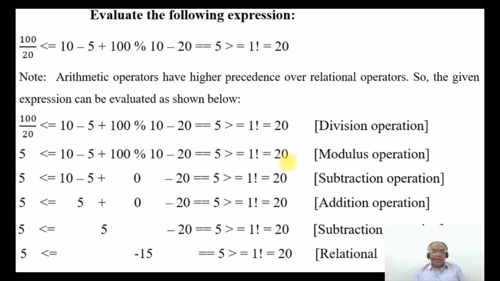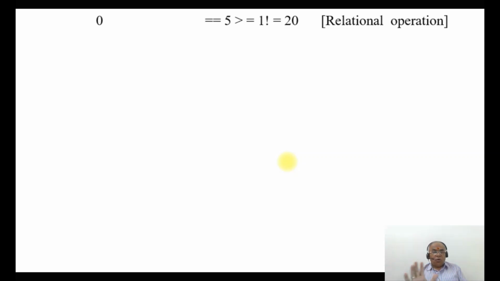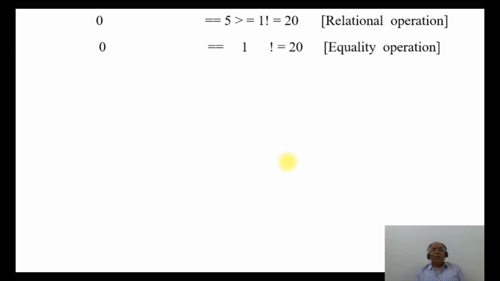Now the relational expression, again it starts from the left, associative. 5 is less than or equal to 15. Is 5 less than or equal to 15? No. So 0, false. 0 is equal to 5, which is greater than or equal to 1, not equal to 20. So again it has a relational expression: 5 is greater than or equal to 1. Yes, it is true. So it becomes 1 now. So 0 equals 1 is not equal to 20.